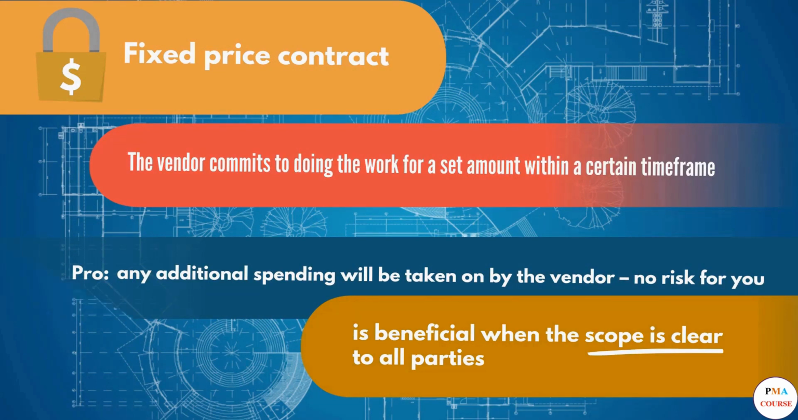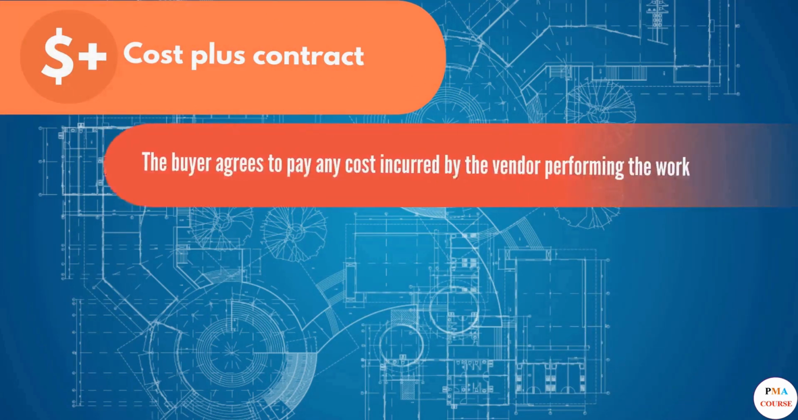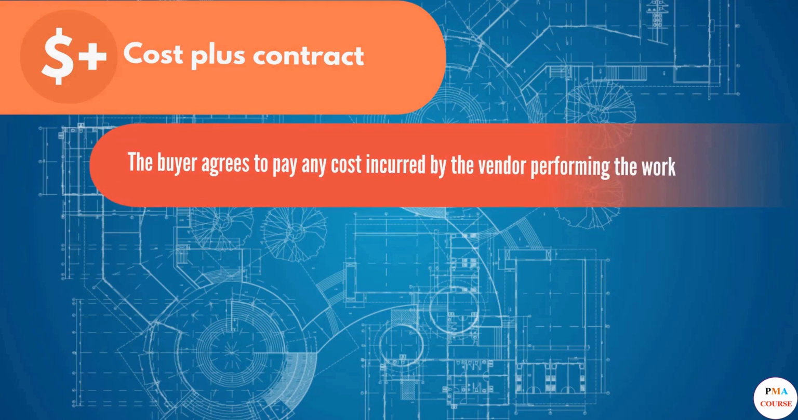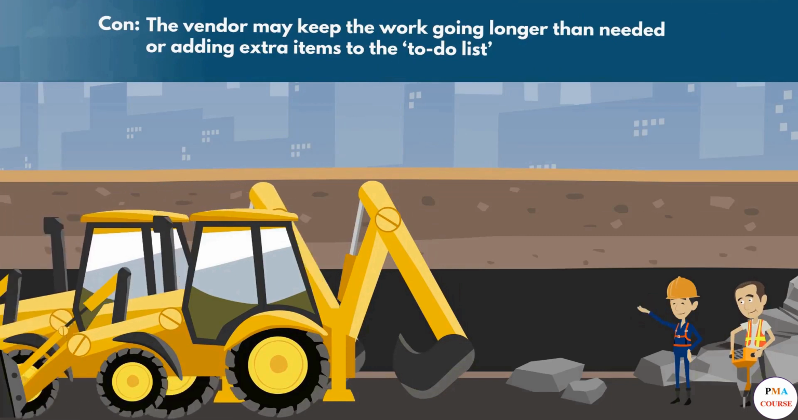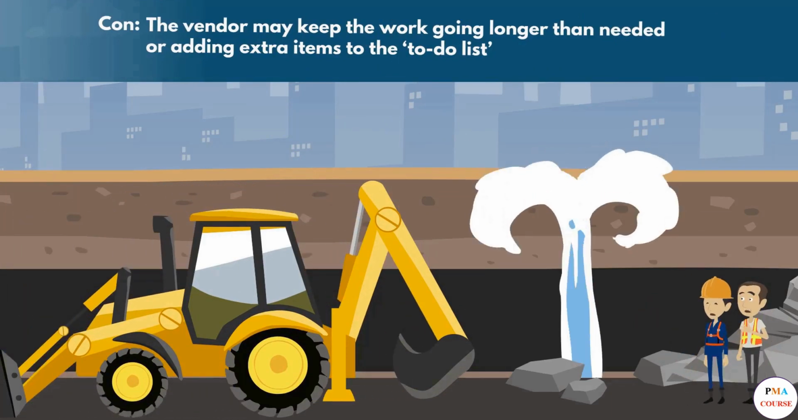The second type is called cost plus. This is where the buyer agrees to pay any cost incurred by the vendor performing the work. This can be a fixed additional fee, a variable fee, or a mix of the two. Either way, it gives the buyer the flexibility to adapt the spending in accordance with the work being done. But with that comes the risk of covering all extra costs, along with the chance that the vendor may keep the work going longer than needed, or adding extra items to the to-do list.